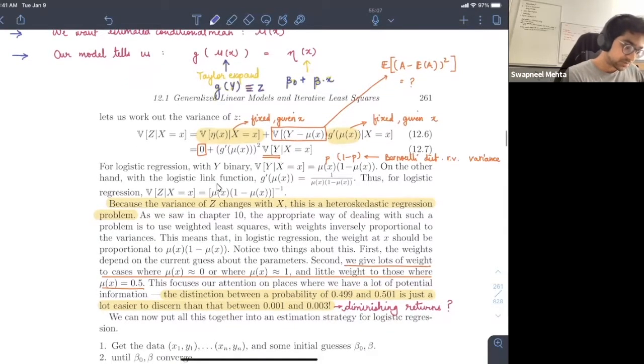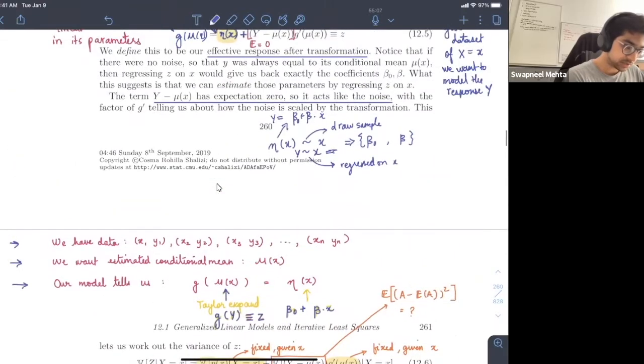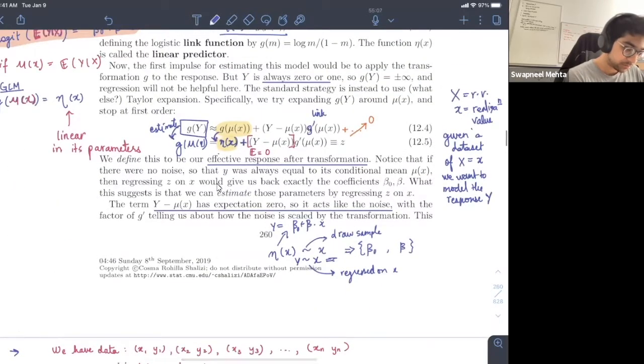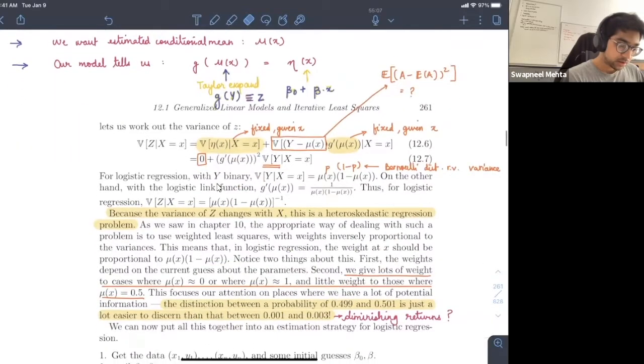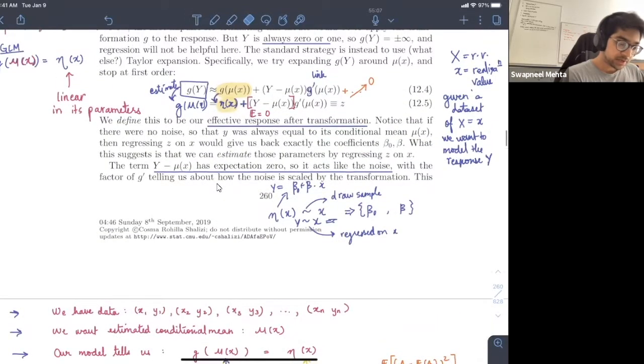So your variance of z given x gives you two terms: the variance of the first term that we wrote here, eta of x, plus the variance of the second term that we wrote here. And remember that g dash mu x is a fixed value given x.